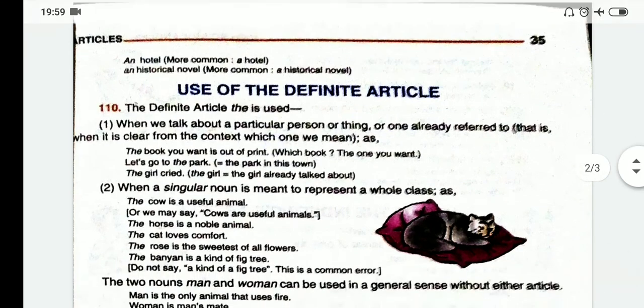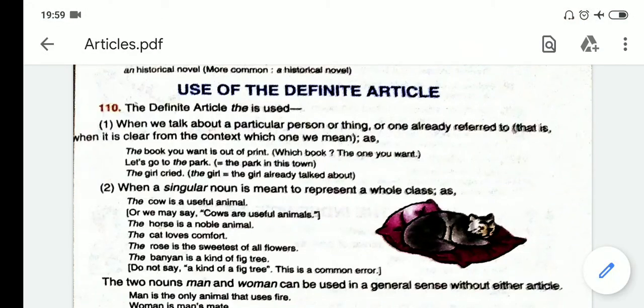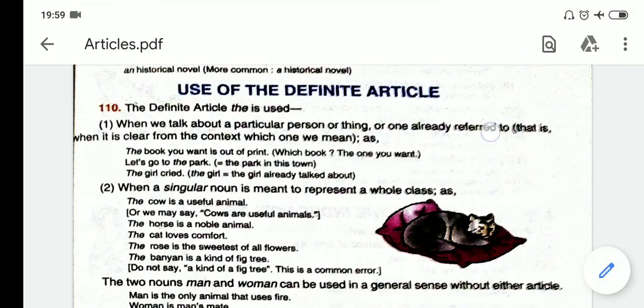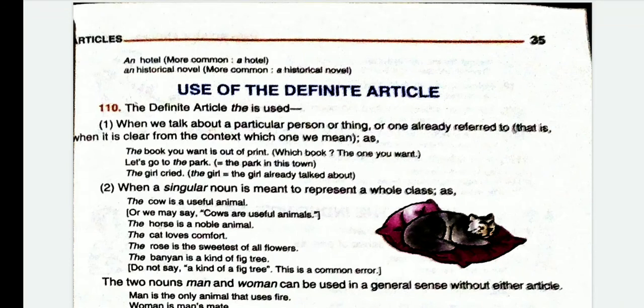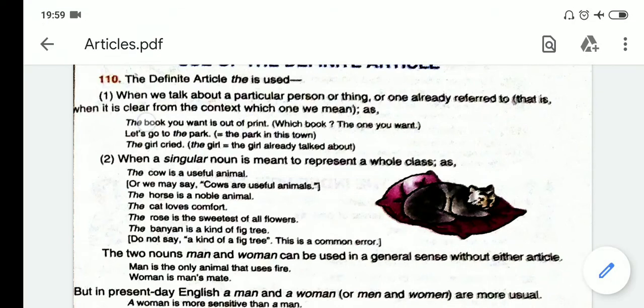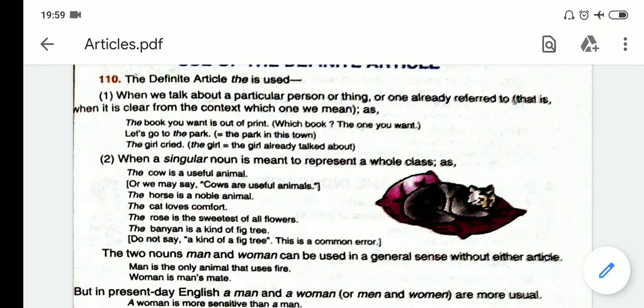And there are the uses of the. Listen very carefully. The definite article the is used, number one, when we talk about a particular person or thing, or one already referred to. That is, when it is clear from the context which one we mean. For example, the book you want is out of print. It means the book. We are talking about some particular book. Which book? The one you want. The book is specified.